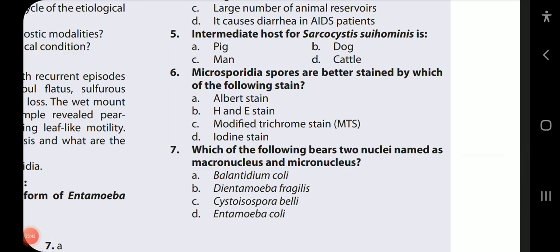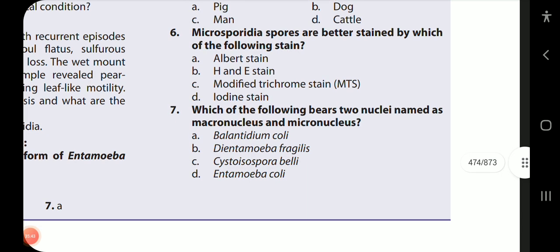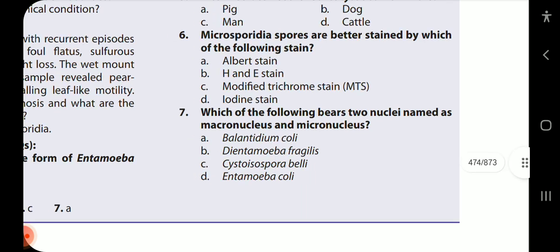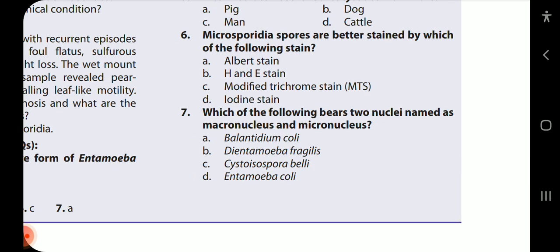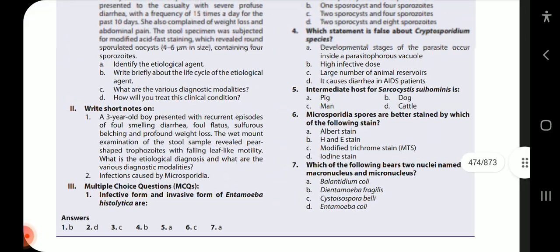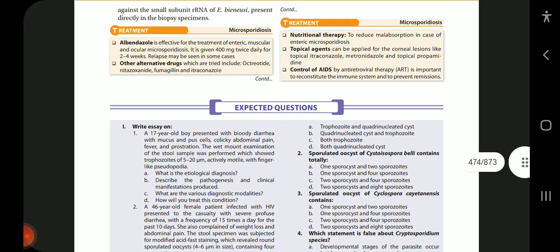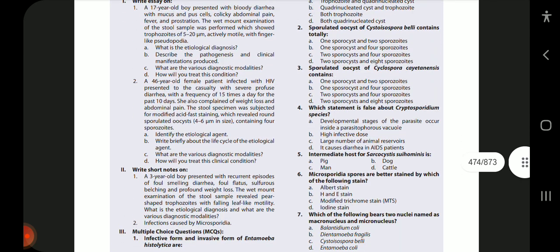Okay, Microsporidia spores are better stained by which of the following stains? It is the modified trichrome stain, MTS. Okay, next, which of the following bears two nuclei named as macronucleus and micronucleus? The macro and micronucleus were there in Balantidium coli. Okay, so this completes our chapter. Next, we'll be starting with intestinal helminthic infections.